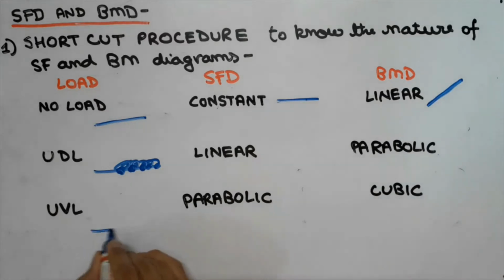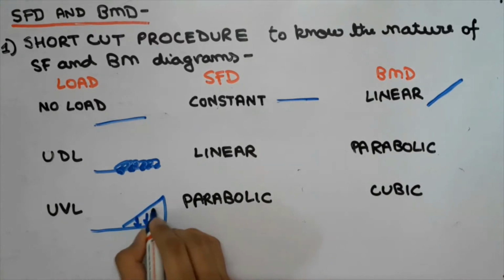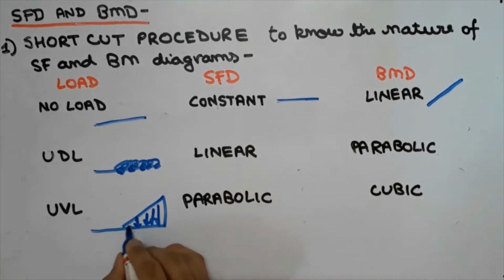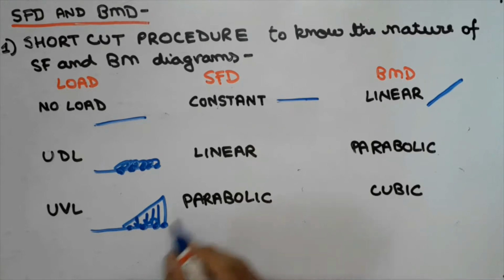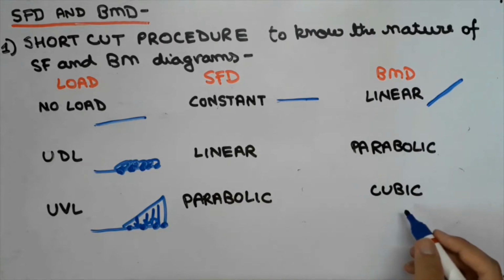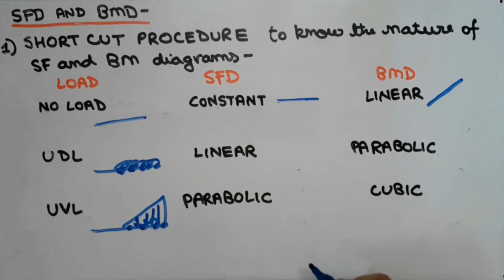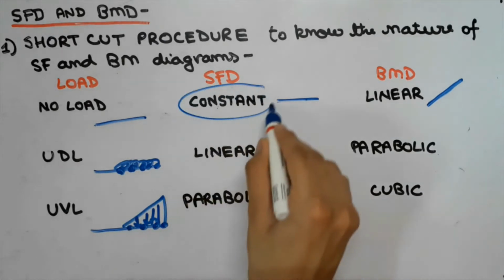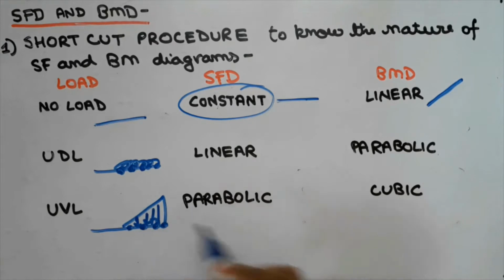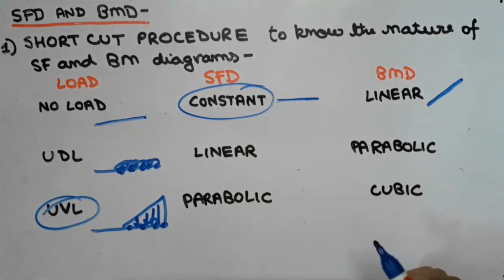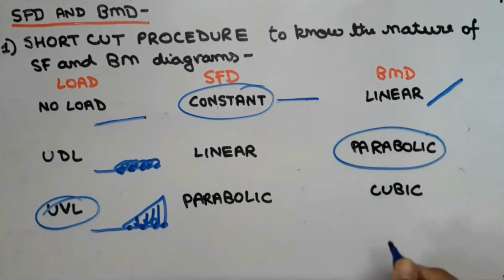And suppose we have UVL, that is uniformly varying load, as we discussed earlier, each point on this load will experience a different force. So our SFD diagram will come out to be parabolic and our BMD diagram will come out to be cubic. Now guys, I am discussing these because suppose you get UDL in your question and your graph of SFD is coming out to be constant, then you will get to know that you are doing the question wrong. And similarly, if UVL is given and your BMD diagram is coming out to be parabolic, that means you are not doing the question correctly and you have gone wrong somewhere.